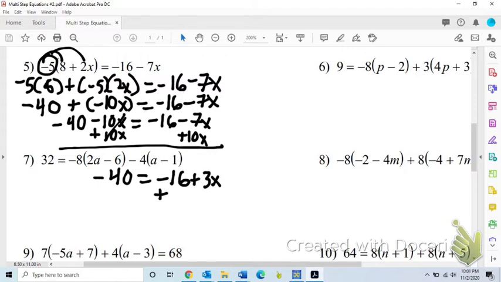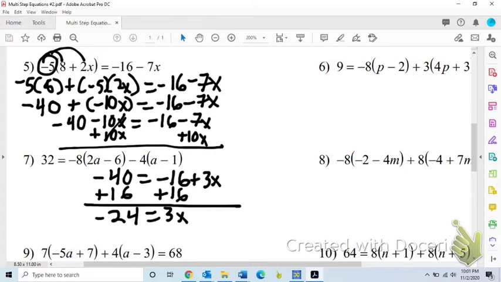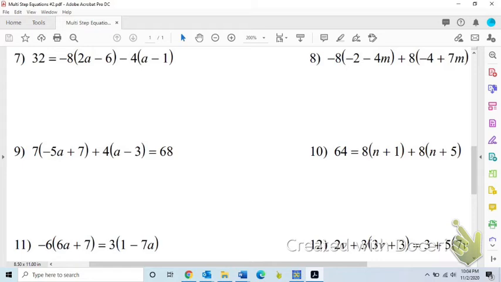So add 16 to both sides. And I'm going to get negative 24 equals 3x. Divide both sides by 3. And I get negative 8 equals x. Okay, keep in mind we already did number 6, so we're jumping to number 7.